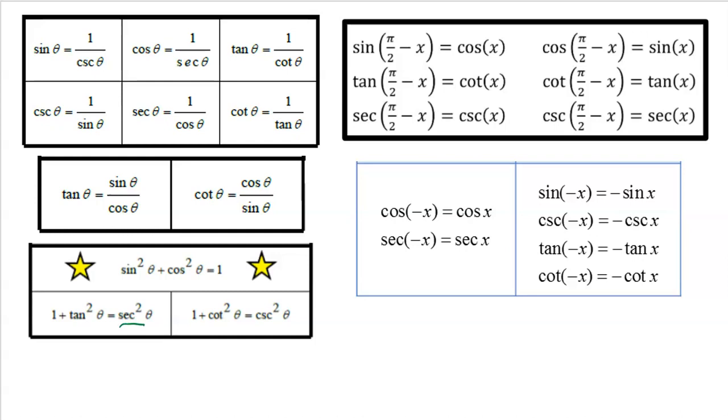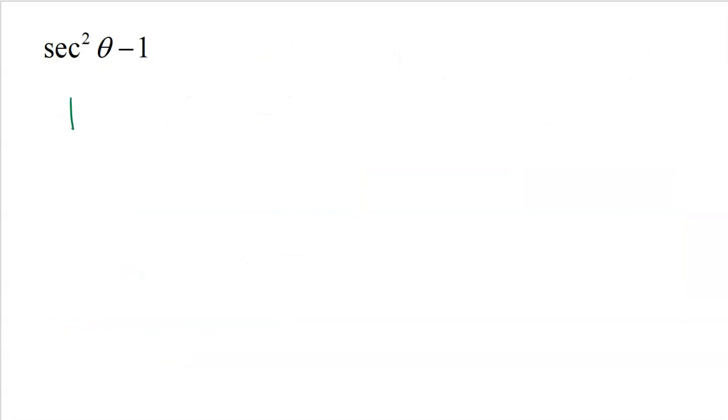right? Identities are equations. You are allowed to manipulate these, move things from one side to the other. So if I take this one and subtract it over here, I get tangent squared of theta equals secant squared of theta minus 1. It's just another way of stating this exact same identity. So guess what? What is secant squared minus 1? That was my original problem. Bingo. Tangent squared of theta.